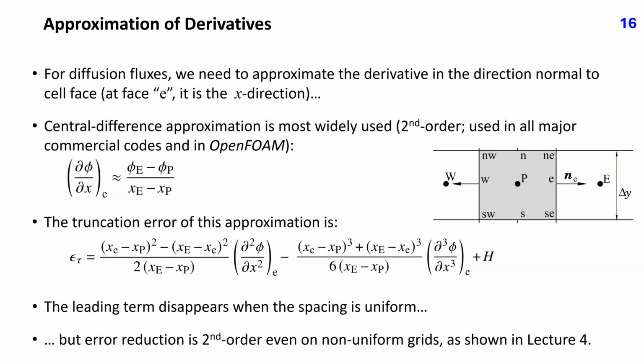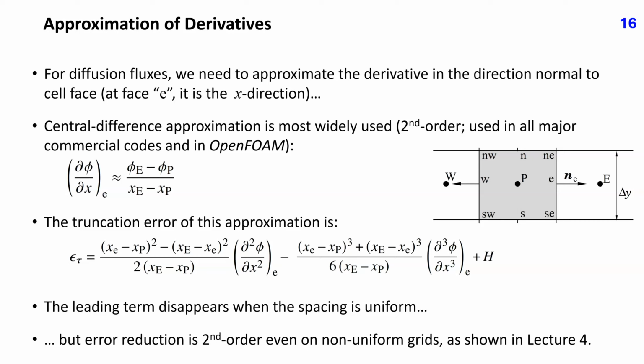Another possibility is to use a compact approximation. Fit a parabola to variable values at cell centers P and E and phase center E. The resulting expression is the one given in slide 12 of lecture 4 with I equal E, I plus 1 equal capital E, and I minus 1 equal capital P.